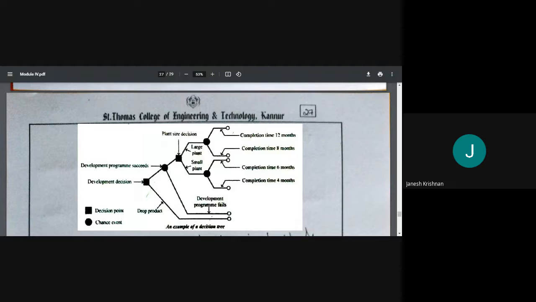So we'll take the one which suits us better, that is, which gives us maximum benefit or maximum outcome, or minimum cost. If we choose a large plant, the best completion time is 8 months. If we choose a small plant, completion time is 4 months. Within half the time, we can complete the project, but the size of the plant is small. So we'll have many alternatives we can decide upon. This is how a decision tree is done. If a chance event follows a decision, choose the alternative that has the highest monetary value or the lowest expected cost.